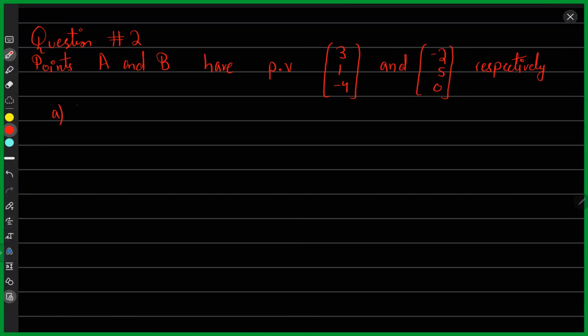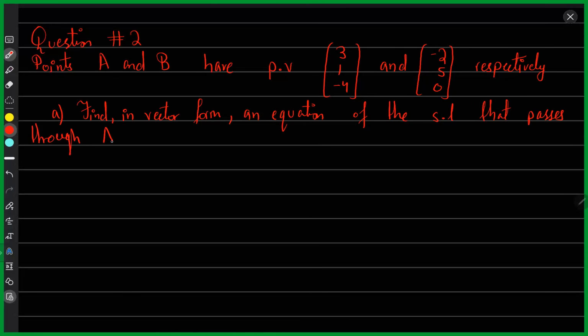Part A says, find in vector form an equation of the straight line that passes through A and B. So you need to find the vector form of the equation of the straight line that passes through A and B.